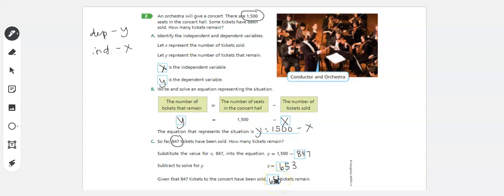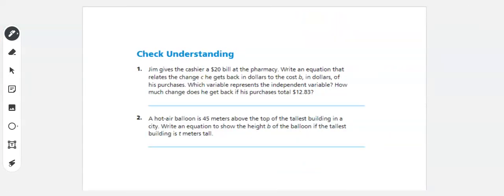That's all there is on the Step It Out / Build Understanding section. Okay, this is Check Understanding for Module 10, Lesson 2. It's on the bottom of page 322.